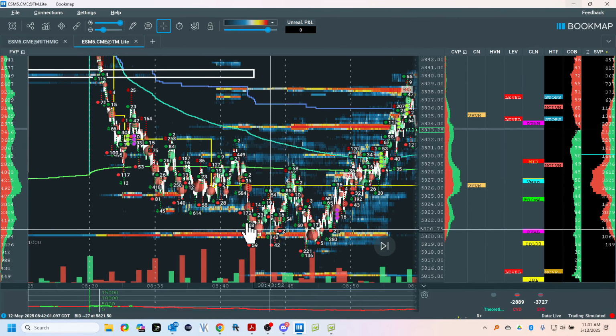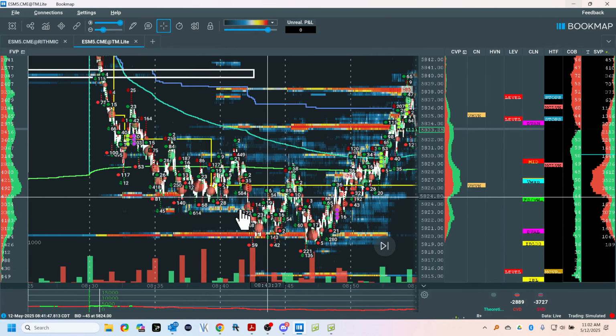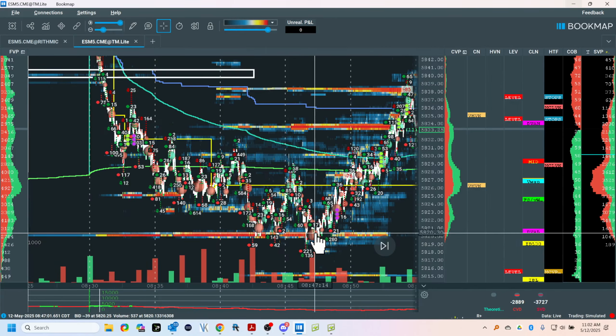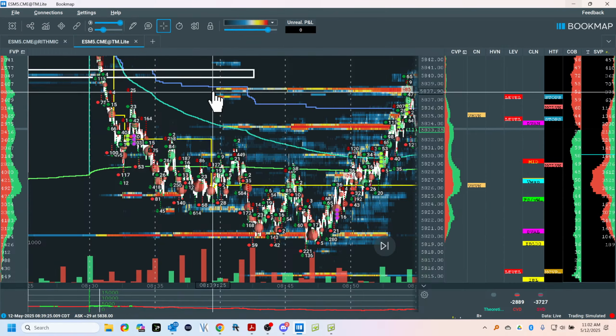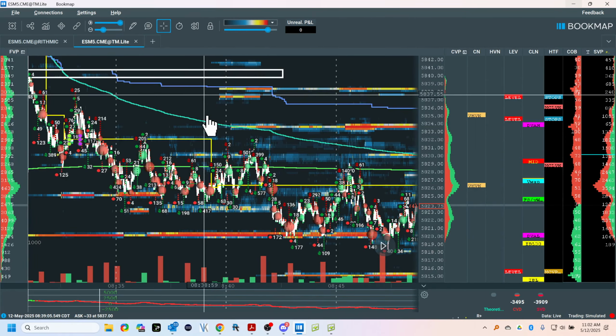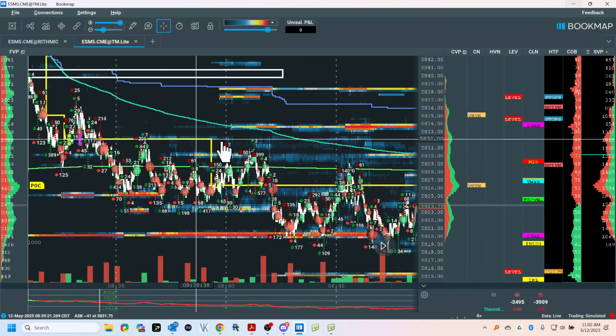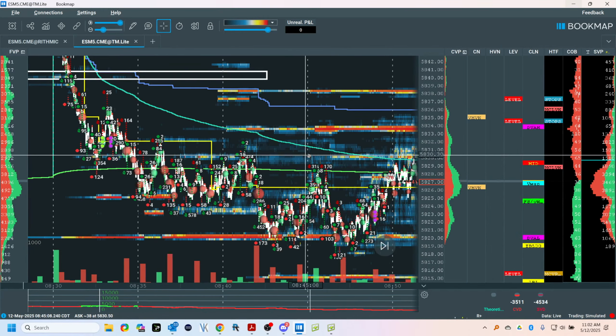Here. Now this one, you see, now what's the difference between this and this? Don't they look the same? Well, this is where my first short comes in. So now, remember, this is too high. Variable high volume node, VWAP, and this is my first short.